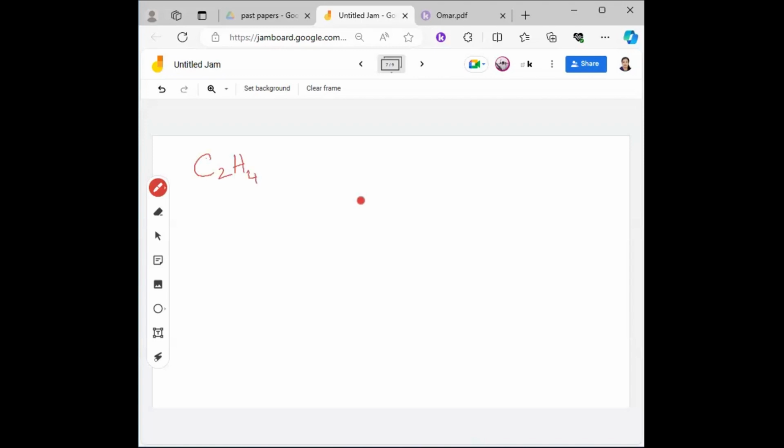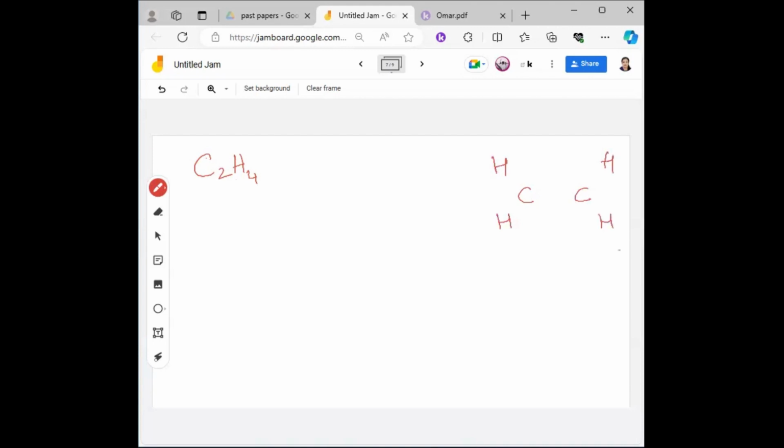So now you will do the rough work. In rough work, what do you do? You arrange the elements symmetrically. So first of all, you place the 2 carbons in the middle, and then you place the 4 hydrogens around them. Are you getting it?